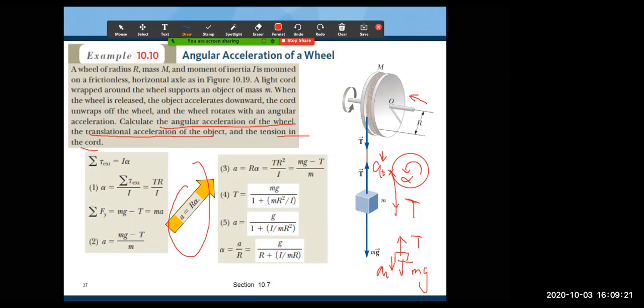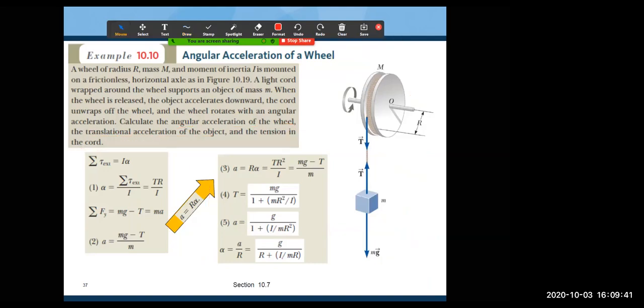So we have to separate the whole problem into different parts when we do the calculation. And by means of a suitable connection between the rotational motion and the linear motion, we could have these additional equations to solve the problem. Okay.